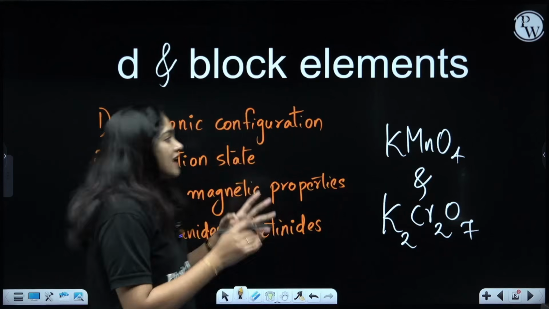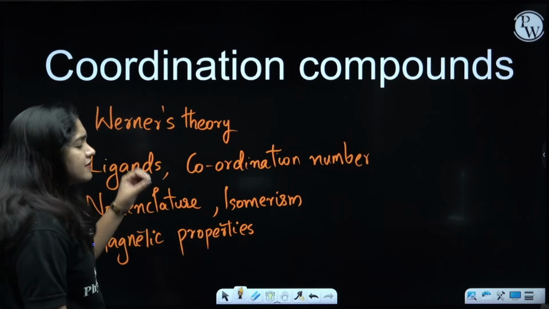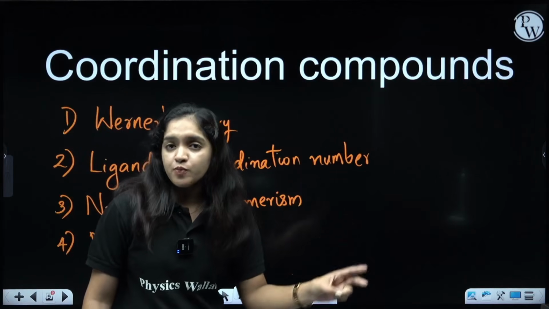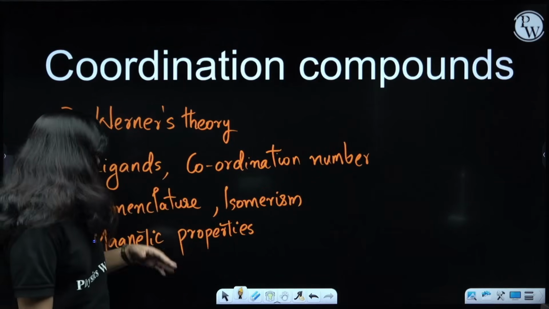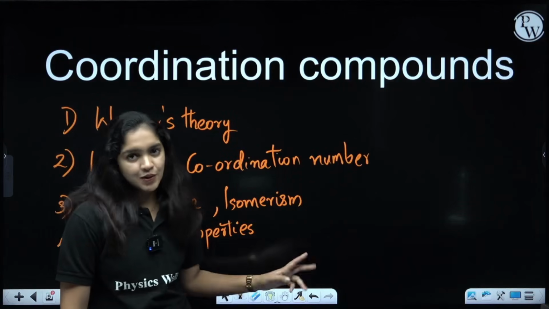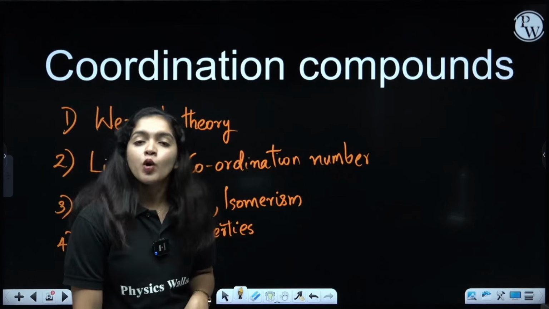Clear? Then our fifth chapter is Coordination Compounds, and it's an easy chapter. Mainly, we need to give importance to nomenclature and isomerism, and 2 theories, VBT and Werner's theory, and the last one is the magnetic properties. Okay, so these topics will help you score more than 4 marks from the chapter Coordination Compounds.